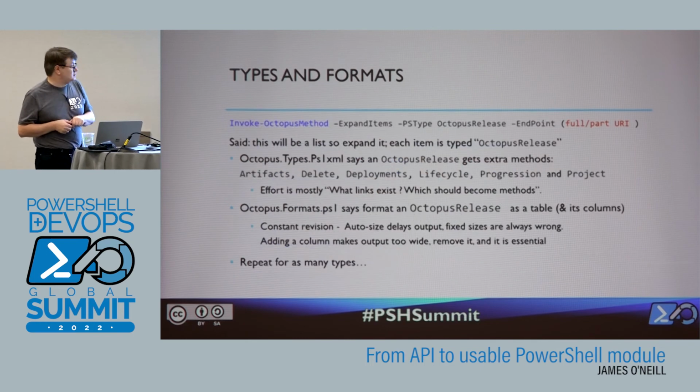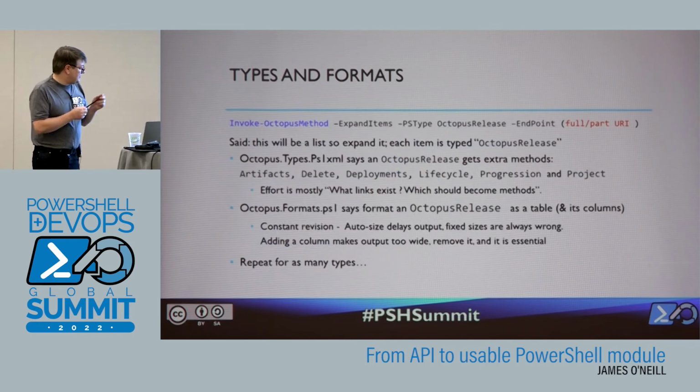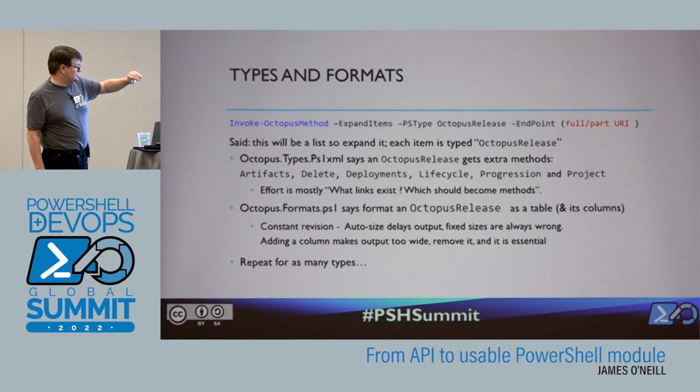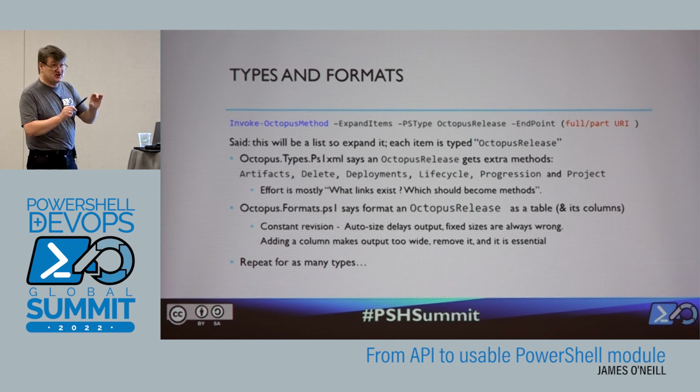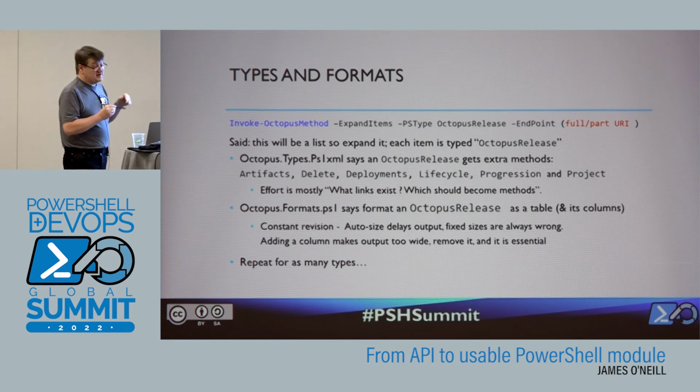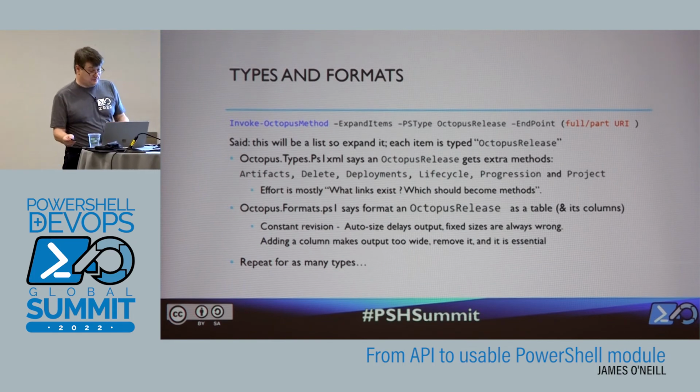Which brings me neatly to types and formats. So that previous one, Invoke-OctopusMethod, expand items says it's a list, PS type says it's going to be a release, and then the endpoint is either the complete API or just enough of it that we can make sense of it. And when that comes back and says it's an Octopus release, the types file says that gets extra methods, and the formats file defines how that should look. And we just have to repeat that for all the different types.